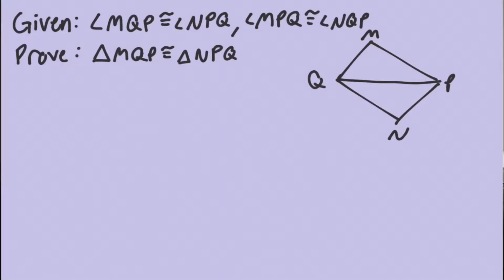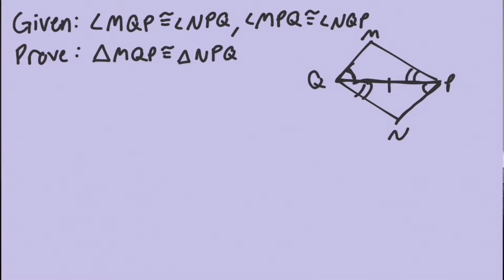We're going to do some triangle proofs. A couple things that should be really helpful. Always look at the given and label on your picture whatever's given, and make sure you have 3 pieces of information labeled on your triangle. So in this case, we're given that angle MQP is congruent to angle NPQ, and angle MPQ is congruent to NQP. We need a third piece of information, but this side length, segment QP, has to be congruent in both triangles because it's the same side.